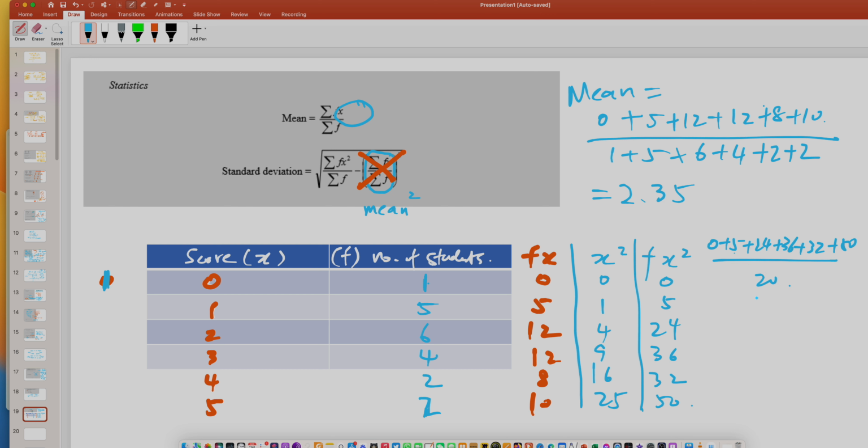And this answer, you minus the mean square, 2.35 square. Then you square root this whole thing. Can you help me out with this? So this will be your standard deviation. 3.3275. Yeah. That's the standard deviation. So we have done statistics using the formula, mean and standard deviation.